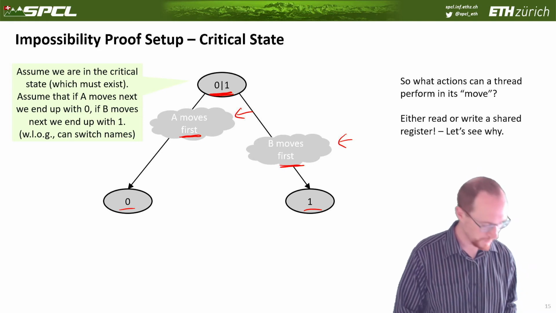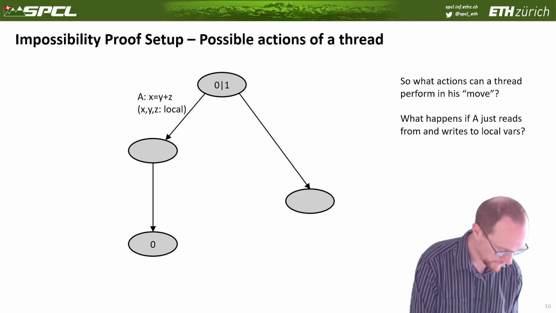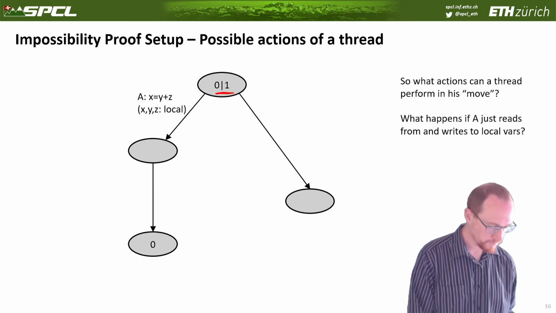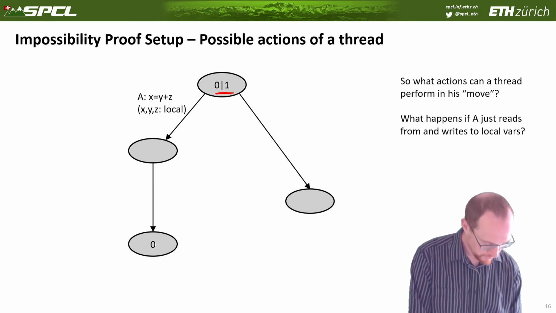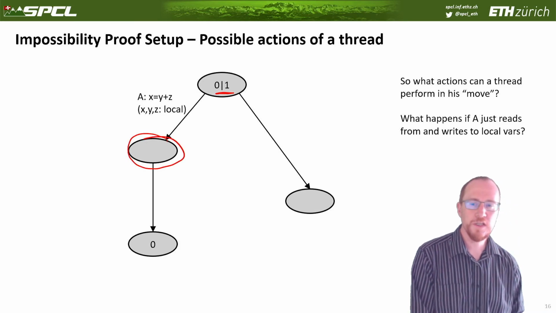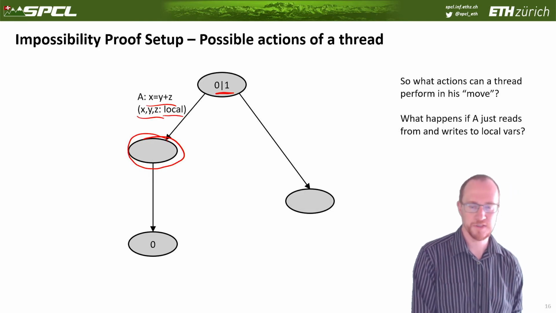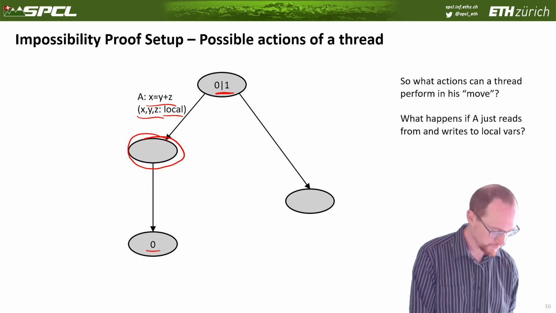Right? So if that is not clear, let's just assume we are again in our critical state. And now thread A, who's supposed to make a decision here, does only local operations, like it updates x, y, and z, and all of them are local. For example, it says x equals y plus z, and then it makes a decision to go to 0. Yeah?